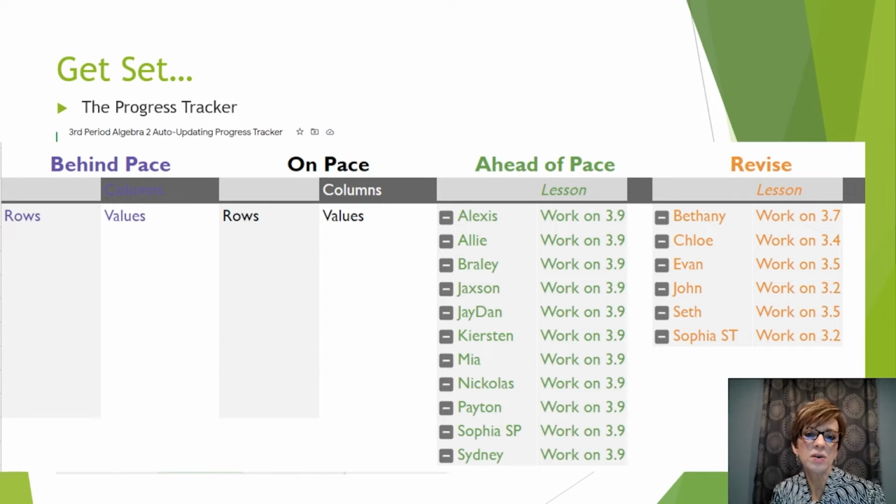Now the tracker also has another view, and this is the view that I like to display on a daily basis for my students. Notice it doesn't say anything about their grades, but it does say who's behind, who's on pace, who's ahead of pace.